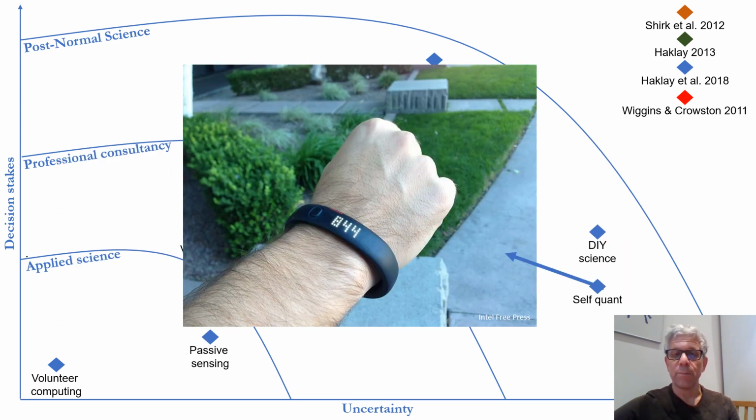Finally, we can think about the quantified self, where people measure their own performance with devices like this one or Fitbit. And here the uncertainty about the personal situation can be high, but the decision stakes are limited with the fact that a lot of the time it's about the individuals. There are cases that diverge from that, but generally speaking, that is the case.